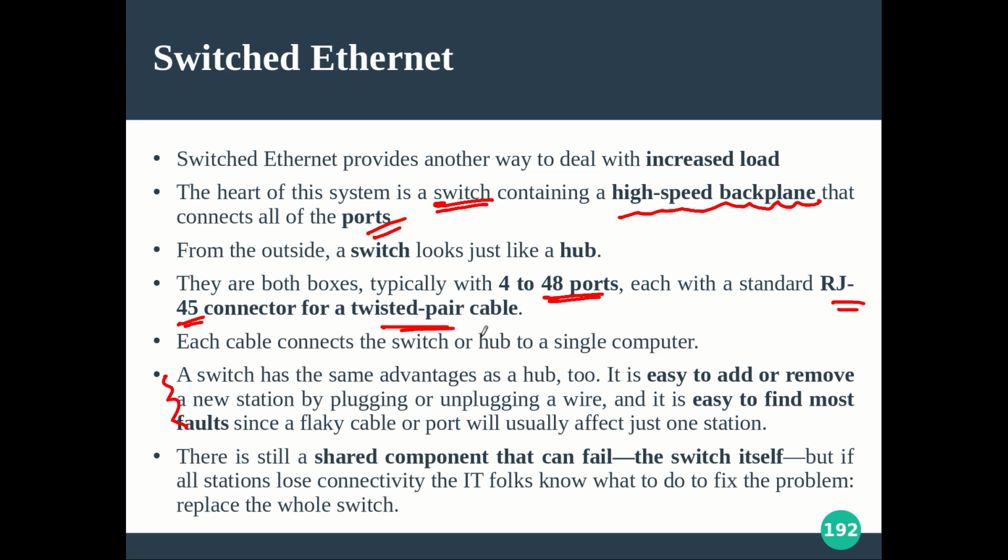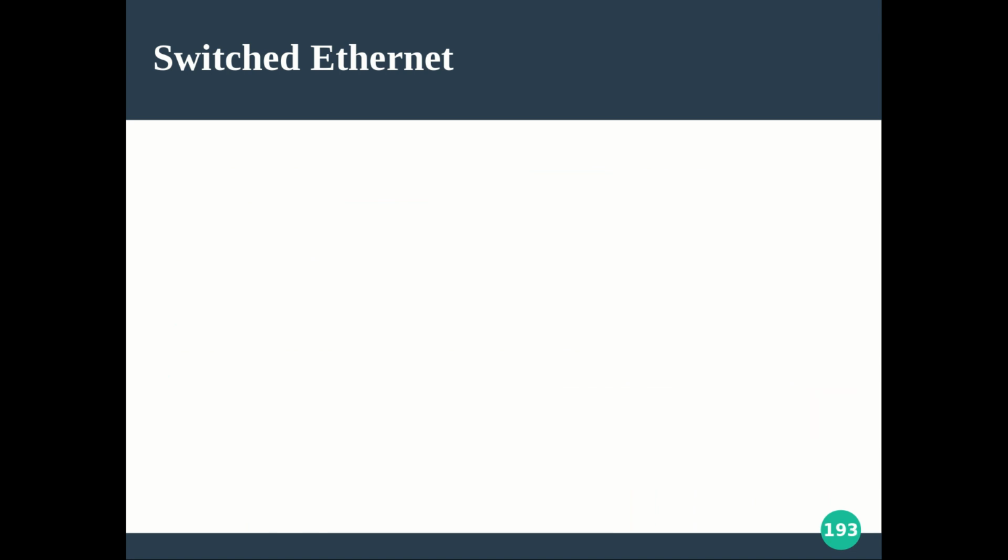So of course we have this kind of vulnerability just like a hub. The switch is also a shared component, so if the switch as a whole fails, the entire system will fail. But if all stations lose connectivity, definitely it is a problem with the switch, so the IT folks know what to do to fix the problem: simply replace the switch. Definitely if it is a problem with the switch, everybody is going to be affected. At that time you can replace the switch with a better one, so you don't have to worry about the failure of a single switch.